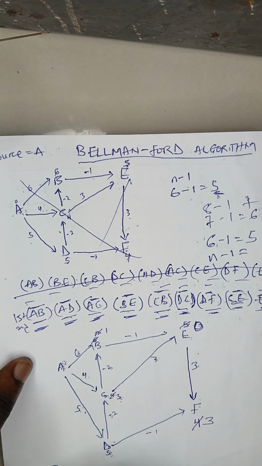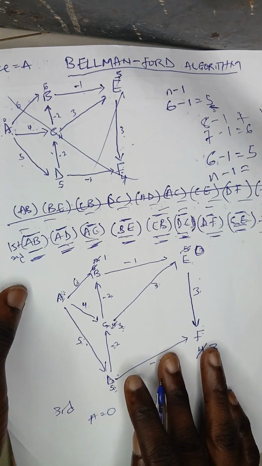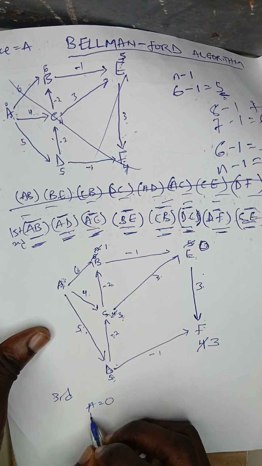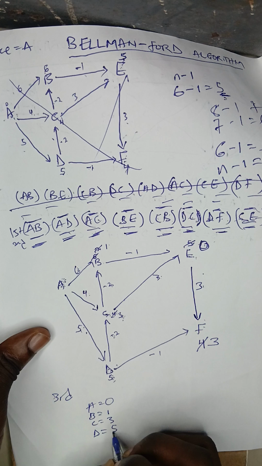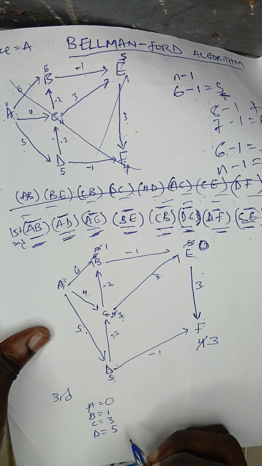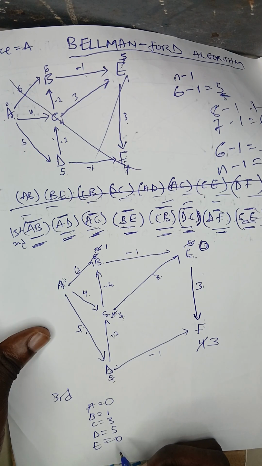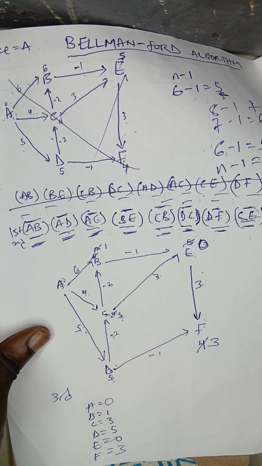So that means on the third iteration, we had A to be 0, B equals 1, C equals 3, D equals 5, E equals 0, F equals 3. So this is the shortest path for this Bellman-Ford algorithm.